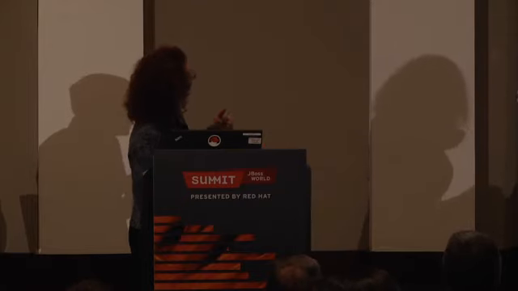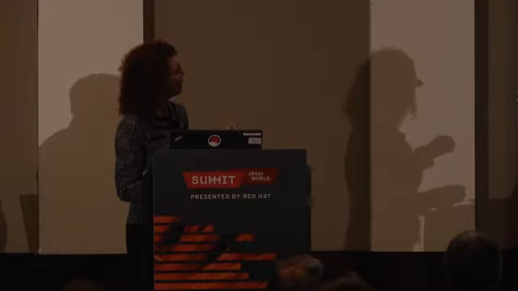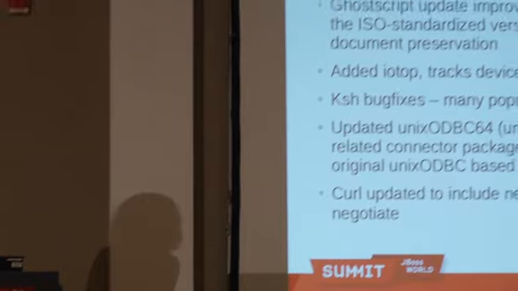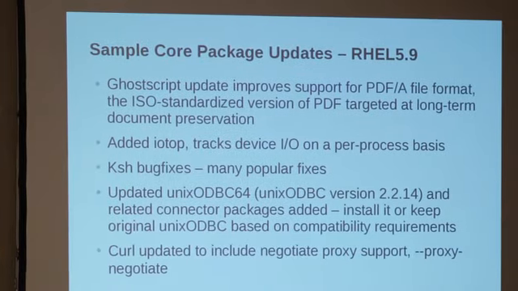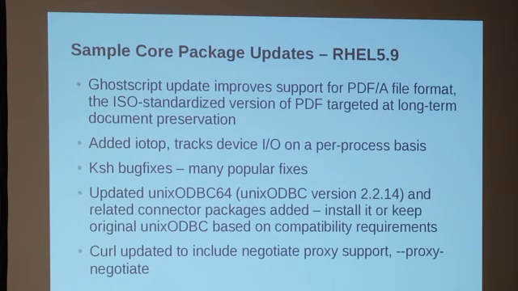And last but not least, 5.9, it is alive. We did some Ghostscript updates, so we improved support for PDF/A, the file format that's the ISO-standardized version of PDF aimed at long-term archiving. We added iotop, so you can track device I/O on a per-process basis, which is actually good when you're hunting down problems. KShell, we fixed a whole lot of very popular bugs. Very unpopular bugs, I guess. Sorry.